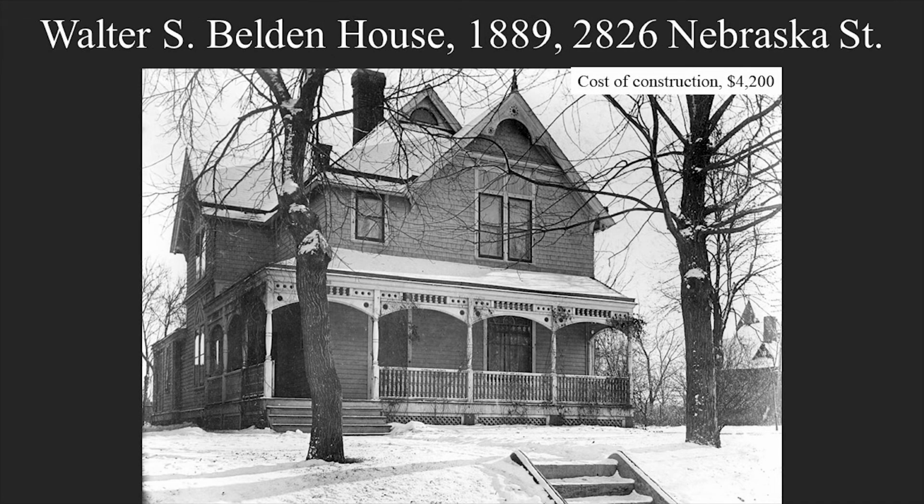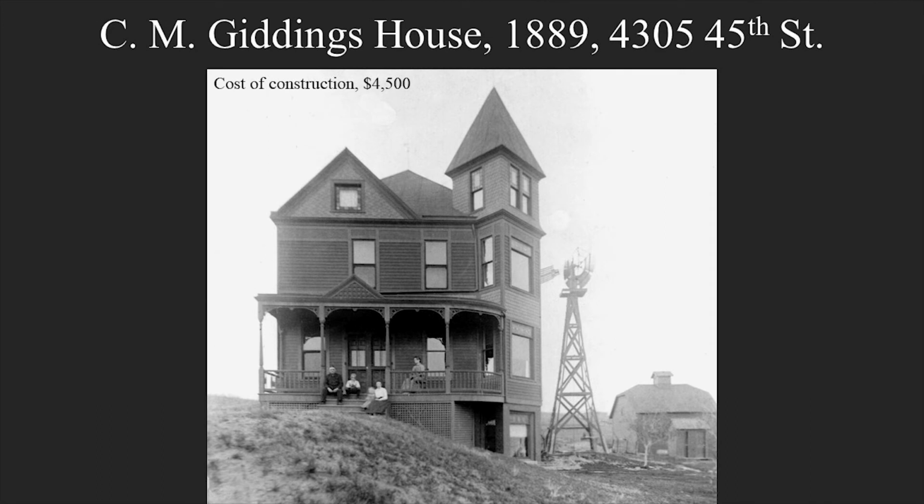The Walter S. Belden House, built in 1889 at 2826 Nebraska Street. It cost $4,200. This house is still standing, but it looks significantly different. The house being built in 1889 was modernized in 1910. So the house is still standing, but looks quite a bit different. We're moving up to Leeds. This is the C.M. Giddings House, built in 1889 at 4305 45th Street. The cost of construction of this house was $4,500.